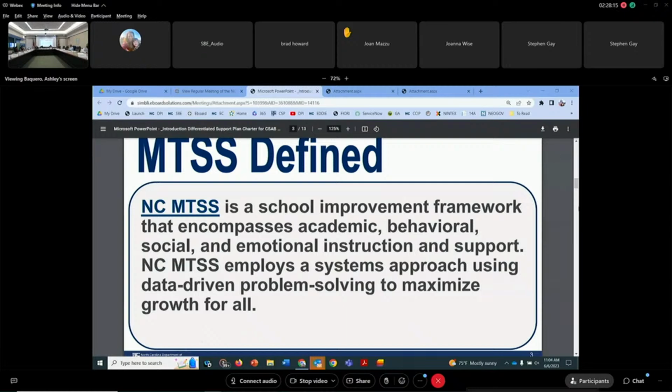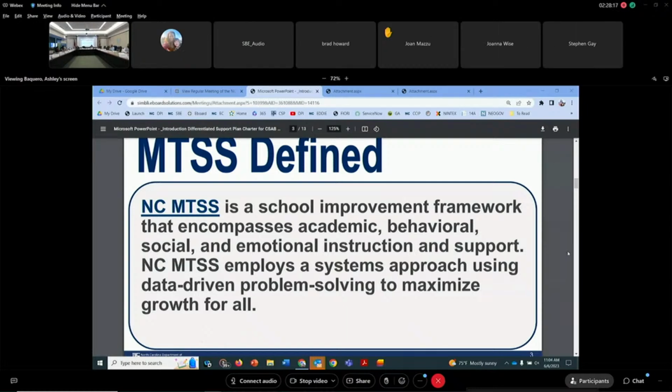MTSS is a framework that schools use to organize their school systems in such a way that enables them to meet the needs of all students academically and behaviorally. Within a high-functioning MTSS framework, schools use data to constantly evaluate what is working and what is not working in order to maximize student growth for each and every student. Next slide, please.